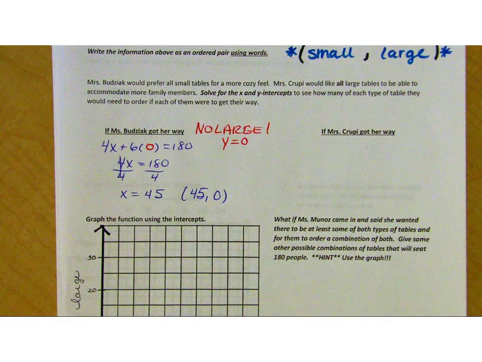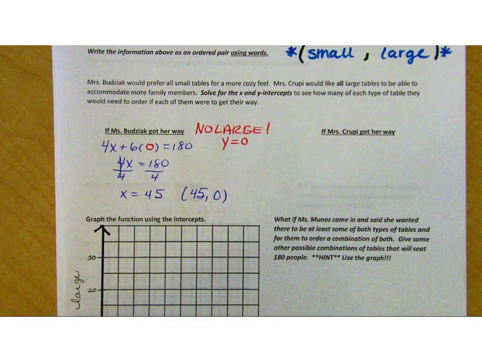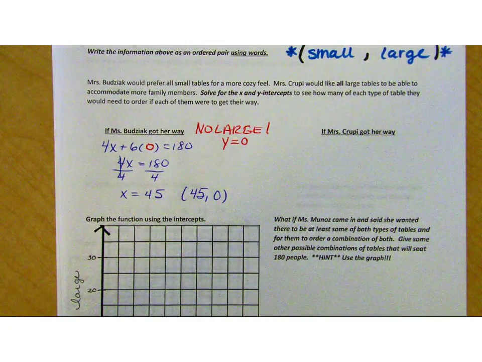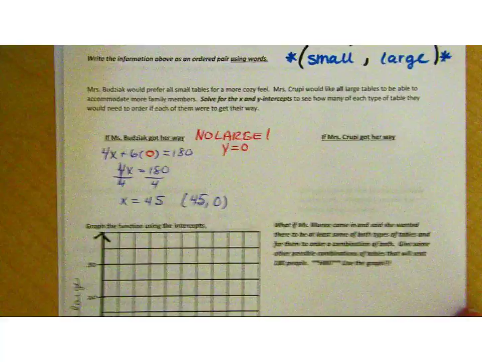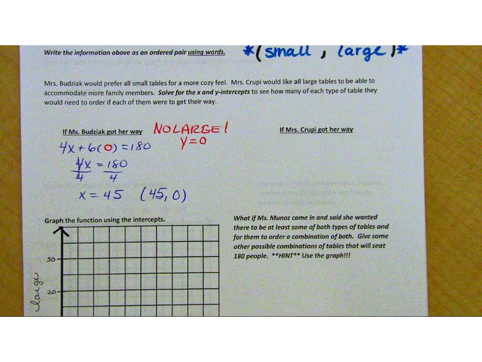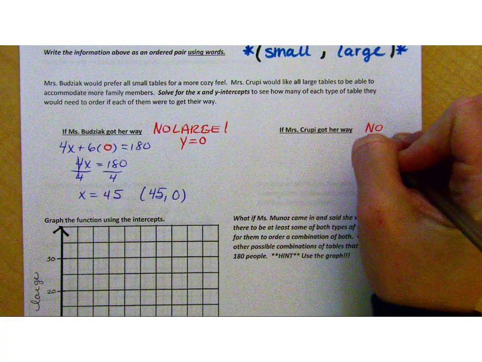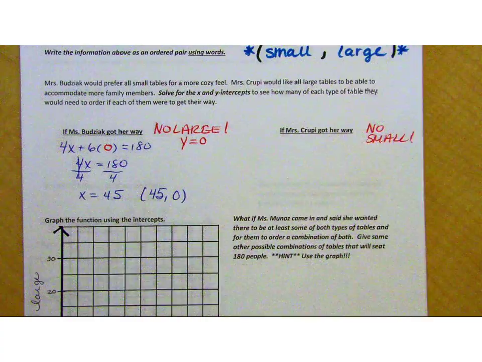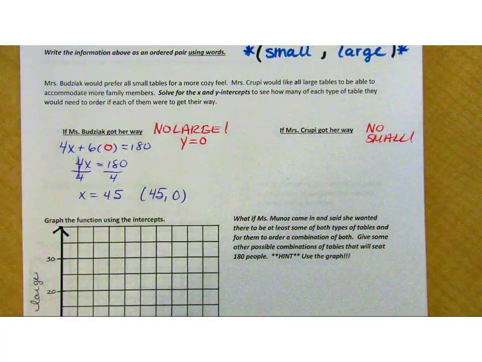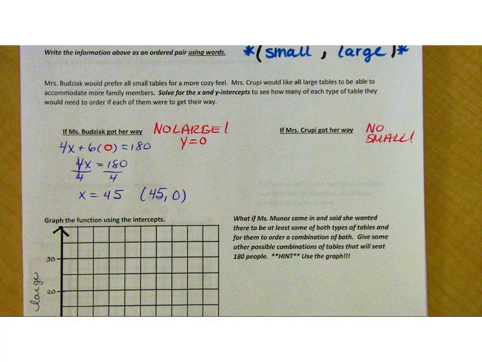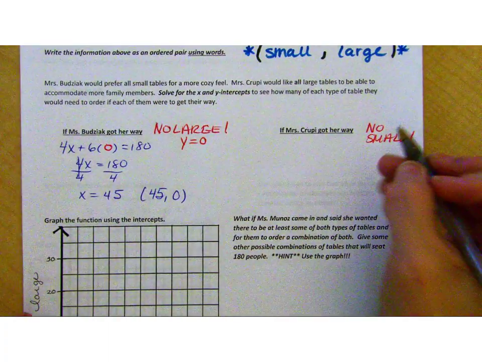Okay, everybody agreed? So I have 45 small tables when I don't order any large. Well, let's just say that Miss Croupy says, well, I just have this argument and here's why we need large tables. I don't want any small tables. All large. So then what should I do for the x? Make the x equal to 0. And then solve that equation.